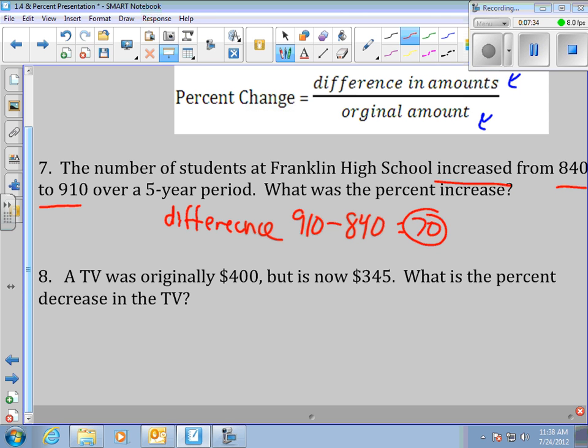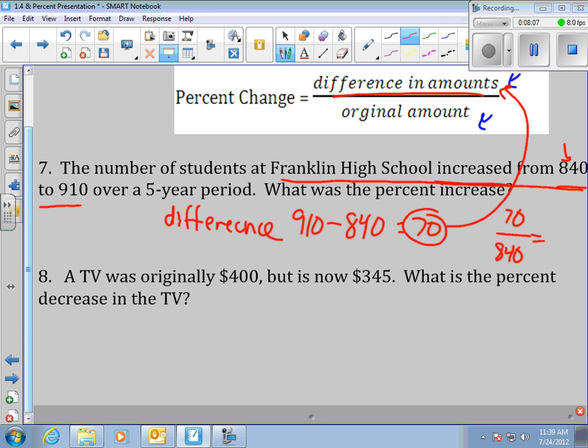So this is my difference in amounts. The original amount is this, the amount you started with. It's not always going to be the larger number. Franklin High School increased from 840. So 840 is the original amount. So when I set this problem up, it's basically difference in amounts, 70, all over the original, which is 840. Divide these two, change them to a decimal, and then change them to a percent.